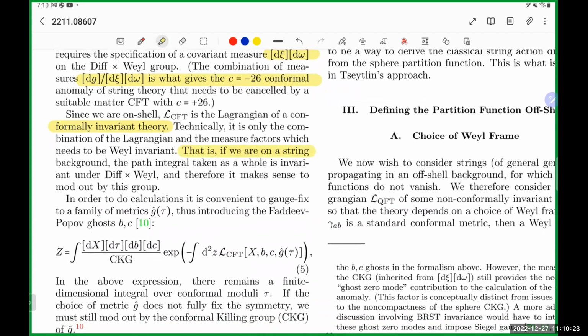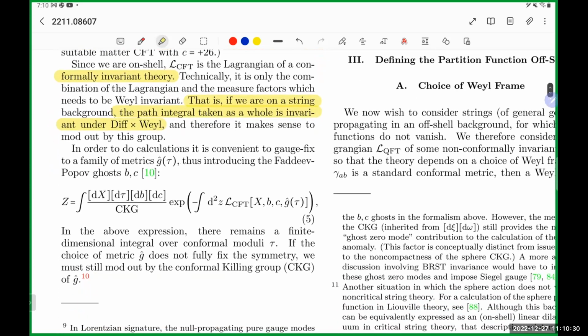If you are on a string background, the path integral taken as a whole is invariant under Diff cross Weyl, and you mod out by the group. But for the sphere and the torus, by the way, there's this conformal Killing group. So suppose you have done that, you fix the Diff, you fix the Weyl, you're still left with the conformal Killing group. And of course, you still integrate over the ghosts, the anti-ghosts, and some extra moduli space integrals you need to do. Good.